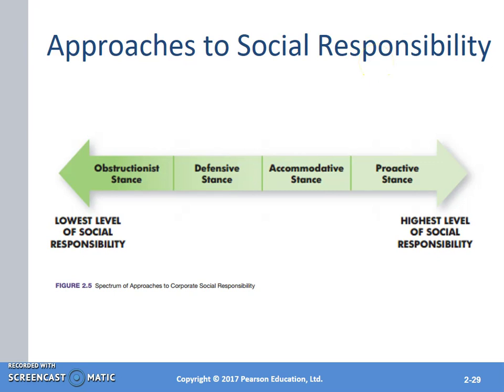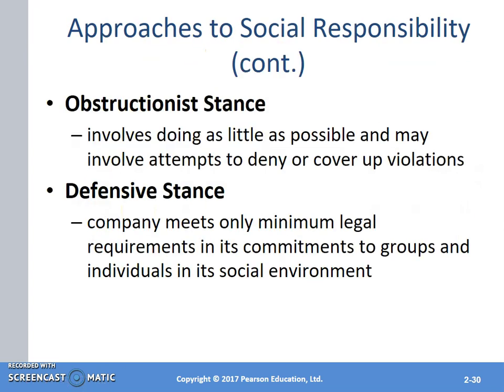And then when we talk about the approaches of social responsibility, we have four approaches. The first one is the obstructionist, the second one is defensive, the third one is accommodative, and the fourth one is proactive. Okay, so the proactive is the highest level of social responsibility. The lowest one, we call it the obstructionist.